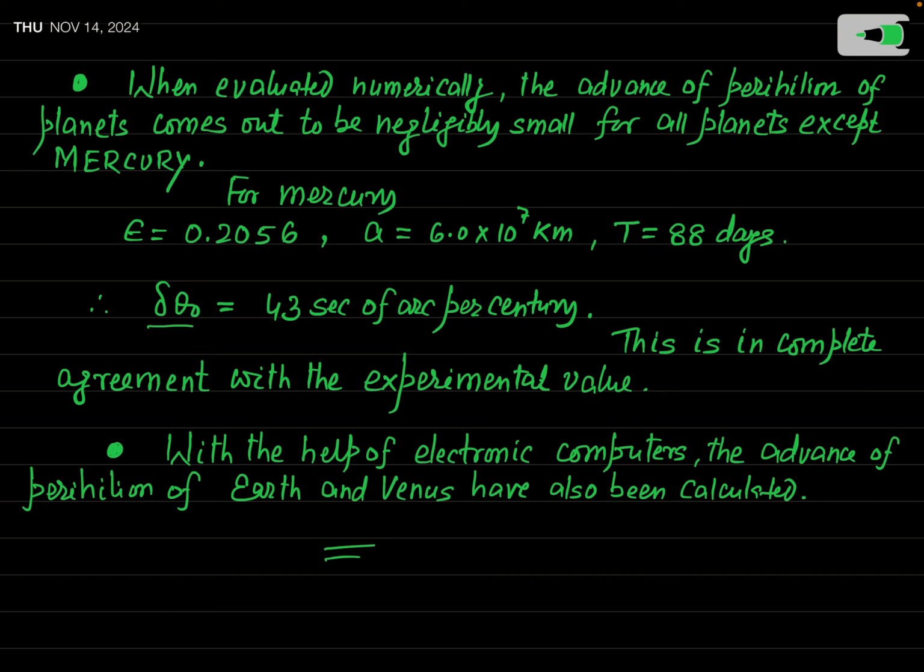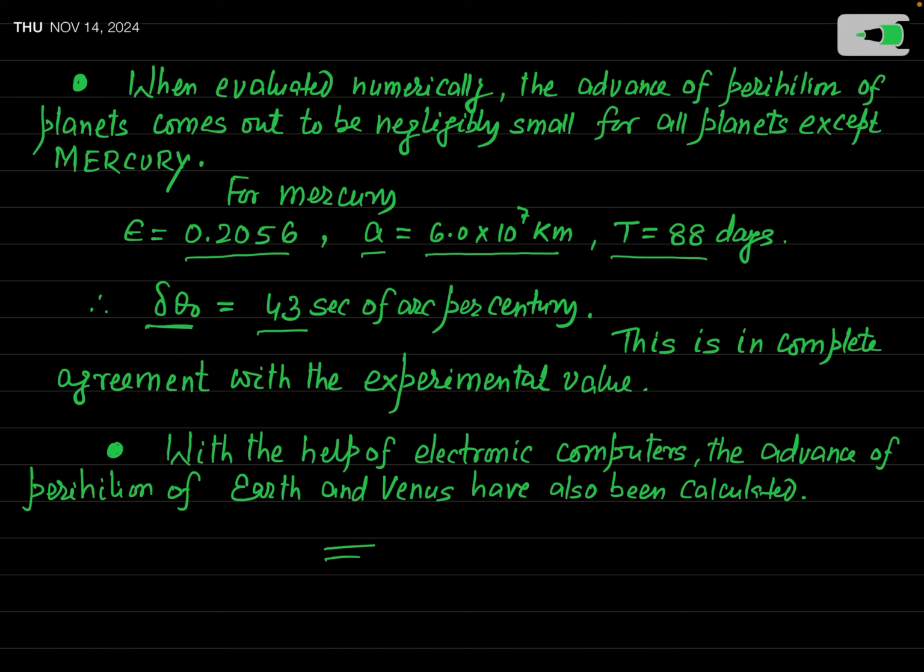If you talk about the planet Mercury, its orbit has eccentricity epsilon equal to 0.2056, the semi-major axis A is 6.0 into 10 to the power 7 kilometer, and its period of revolution is 88 days. When this data is substituted in the result for delta theta naught, defined in equation A1 or A2, it is found that delta theta naught is 43 seconds of arc per century. This is a detectable value.